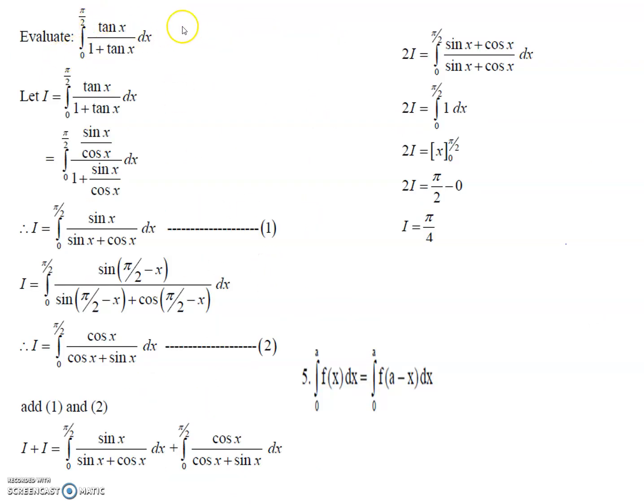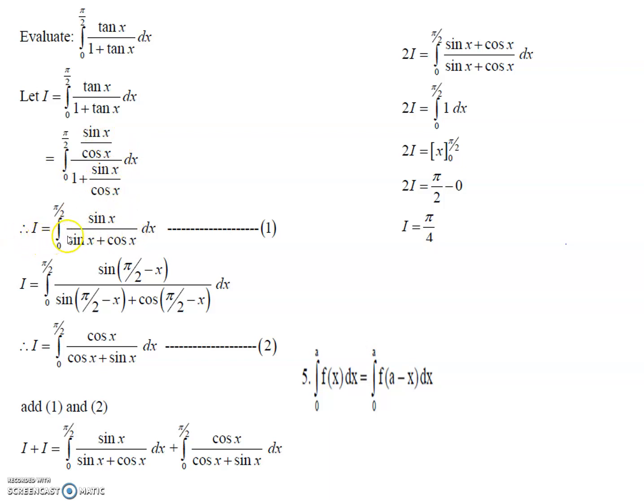Next example, we have the integral from 0 to pi by 2 of tan x upon 1 plus tan x. No derivative, no substitution method is possible here. So we have to simplify. We know that tan x is equal to sin x upon cos x, and 1 plus tan x is (cos x plus sin x) upon cos x. So we have I is equal to, simplification is going on, cos x plus sin x in the denominator, and 1 cos x gets cancelled with numerator and denominator.